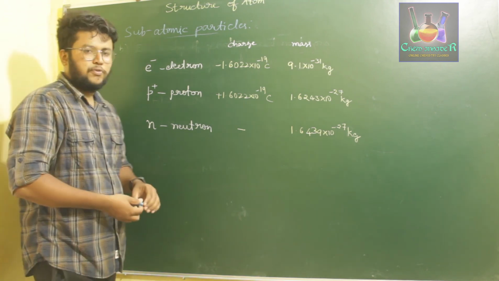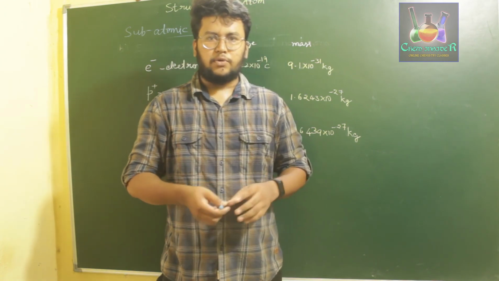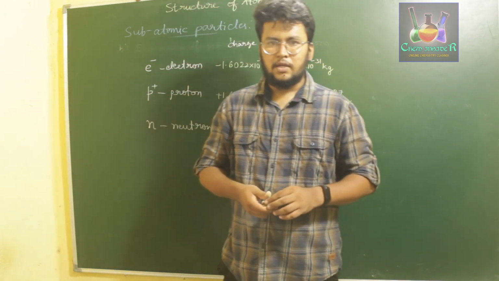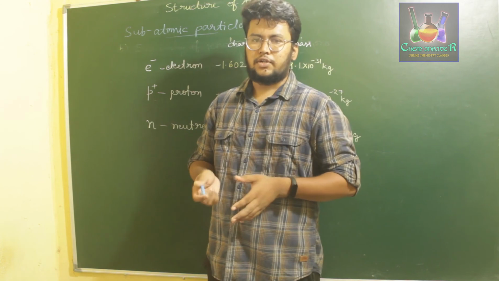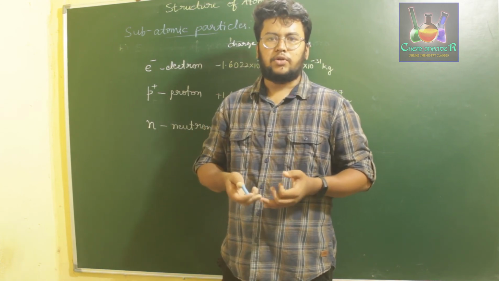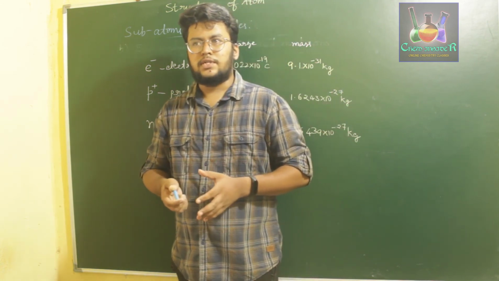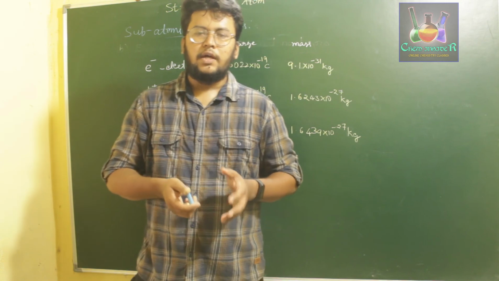So this is all for today. We have learnt about the discovery of the electron, the proton and the neutron, and we have also discussed the electron charge, proton charge, and the masses of the electron, proton and neutron. In the next class, we are going to discuss certain models which describe the complete constitution of atoms present in the universe.